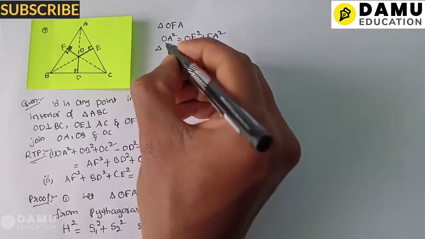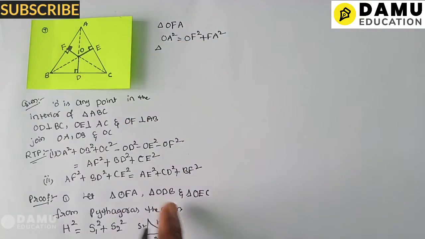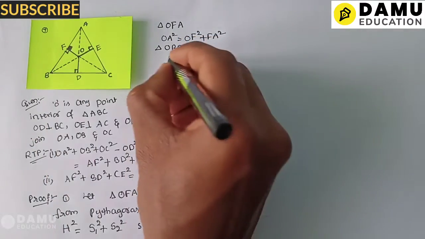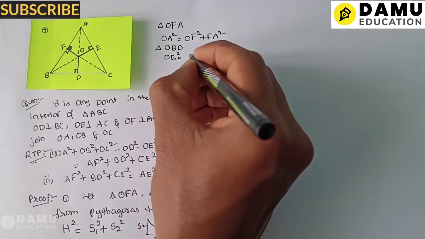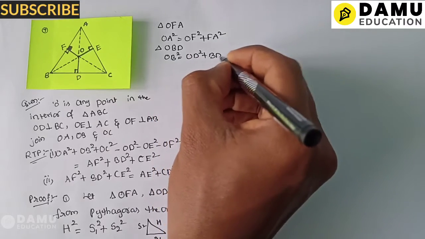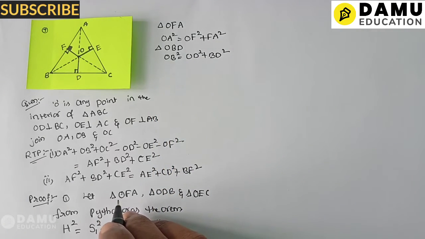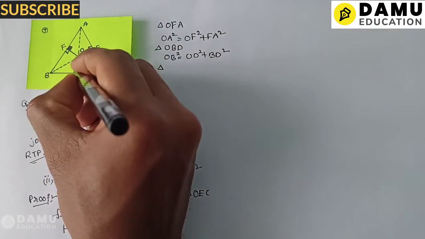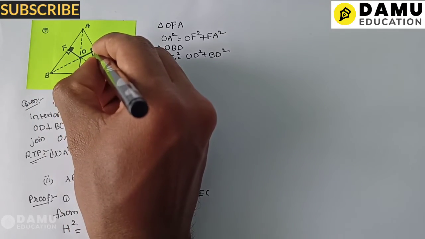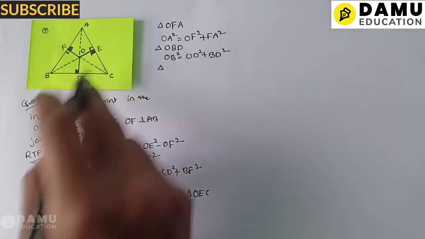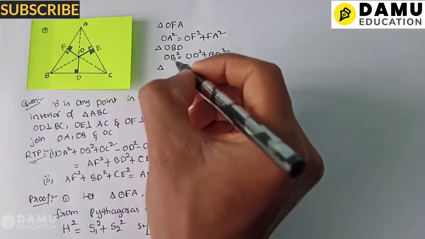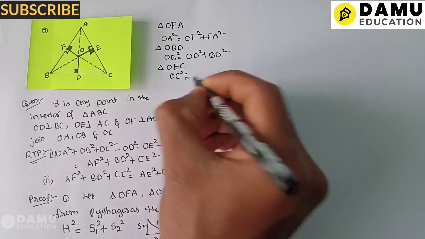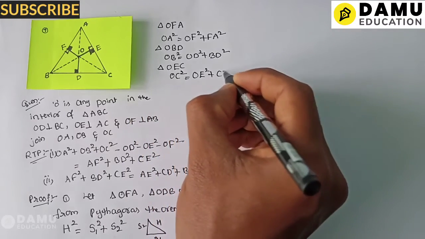And also from triangle OBD, this is the hypotenuse, that is OB square will be equal to OD square plus BD square. Can you write like this or not? Yes, we can write it. From triangle OEC, here it's making 90 degrees and here also it's making 90 degrees. So the hypotenuse always we have to take opposite to the 90 degrees. So that is triangle OEC. In that, the hypotenuse OC square will be equal to OE square plus CE square.